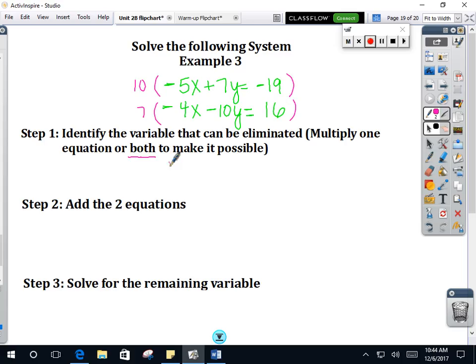So what will the top equation become when it's multiplied by 10? Right? And what will the bottom equation become? Negative 28x minus 70y equals, I think it's 112, right? 112. Okay, now that you have a variable that's ready to eliminate because it has the same coefficient but opposite signs, you add them.